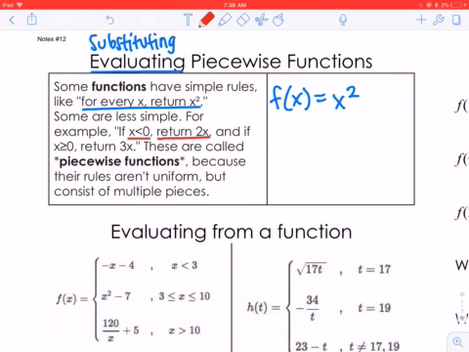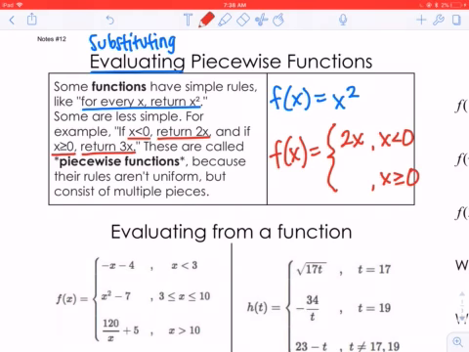to return 2x. So they might say something like this: f of x, this is the function, and there's going to be more than one thing, so I'm going to put it in my bracket. And they say if x is less than 0, then we're going to give back 2x. If x is greater than or equal to 0, we're going to return 3x. So if it's greater than or equal to 0, then the function is going to be the 3x function.